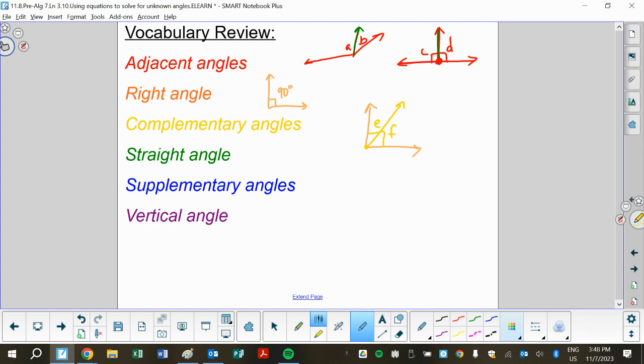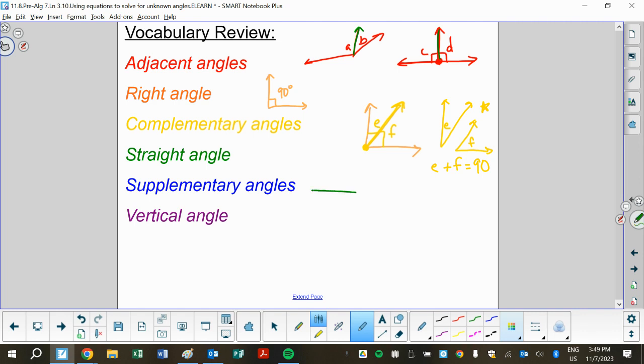Now, for the record, you can have two complementary angles that are not adjacent. If I still added angle E and angle F together, they probably, if I drew it well, would make 90 degrees. So while we are used to seeing adjacent complementary angles, I did want to point out angles do not have to be right next to each other with a shared vertex and a shared ray and be complementary.